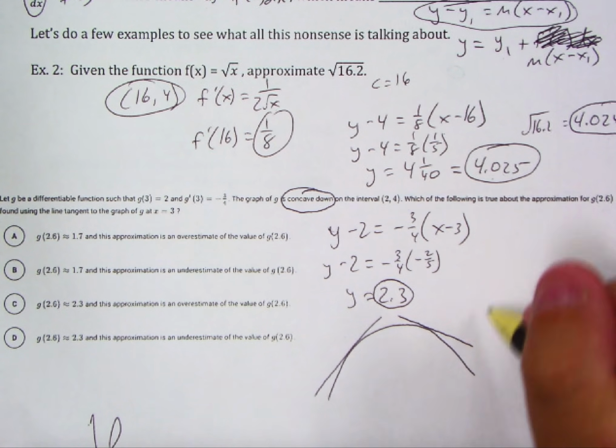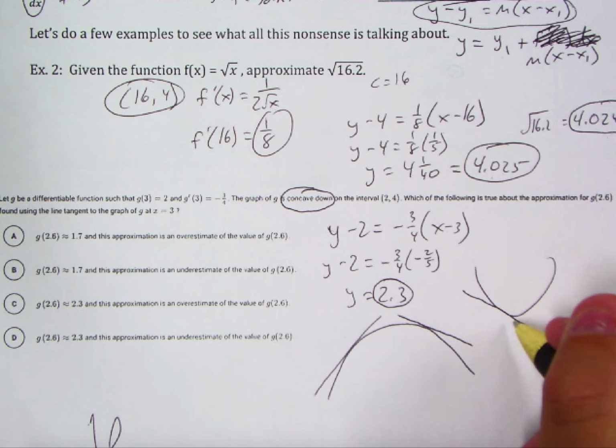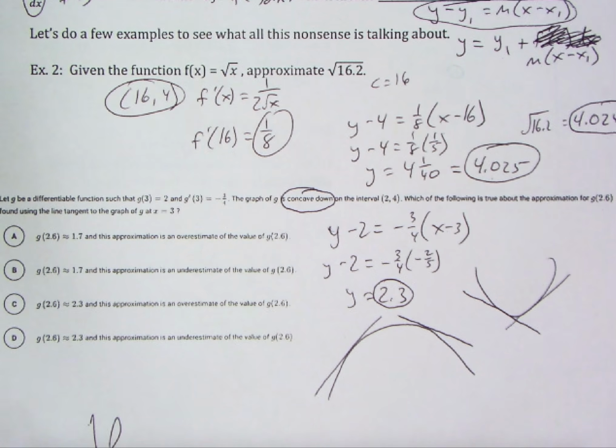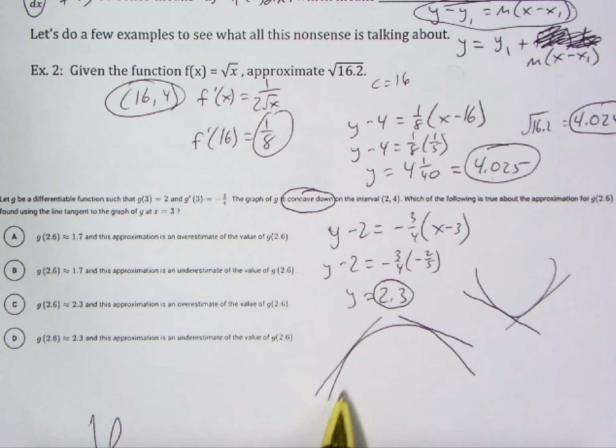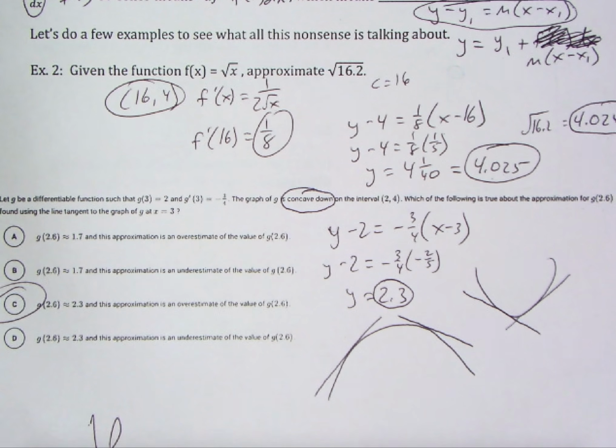If you have a concave up function, like this, then every tangent line is below. So that would be an underestimation. So since it's concave down, I know our tangent line is above the curve, so an overestimation. So C. Good stuff.